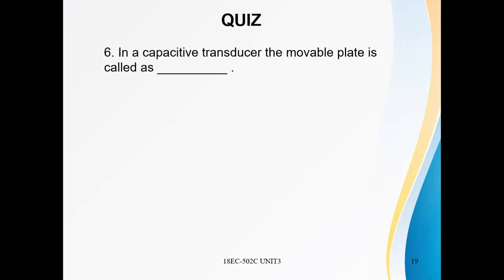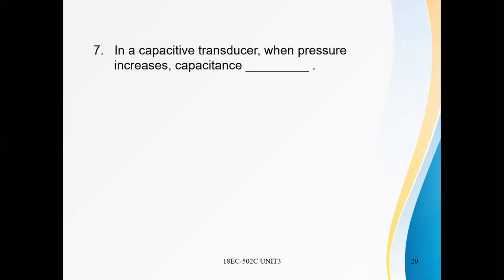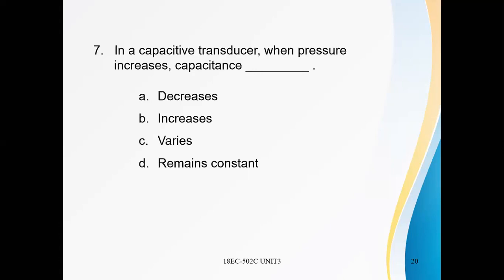Next question. In a capacitive transducer, the movable plate is called as, option A dynamic, option B static, option C diaphragm, option D piper. So the movable plate here is called diaphragm. Next question. In a capacitive transducer, when pressure increases, what happens to the capacitance? It moves the diaphragm inwards, so the distance between the plates decreases. So what happens to the capacitance? Here options are A decreases, B increases, C varies, D remains constant. The capacitance varies.